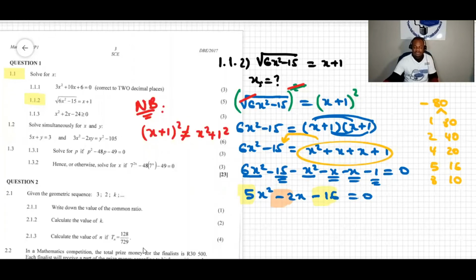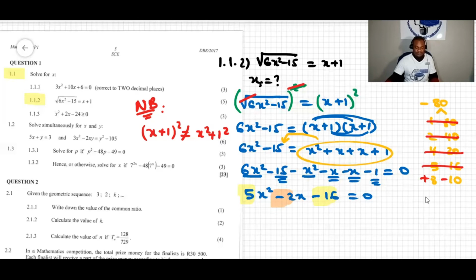Now, let's see. With 1 and 80, we will never make negative 2, regardless of the combination. We cannot. Neither will 2 and 40, neither will 4 and 20, neither will 5 and 16. But 8 and 10, yes, we can make negative 2 if we have positive 8 and negative 10. Positive 8 minus 10 makes negative 2. And of course, 8 times negative 10 makes negative 80, the product of 5 and negative 16.